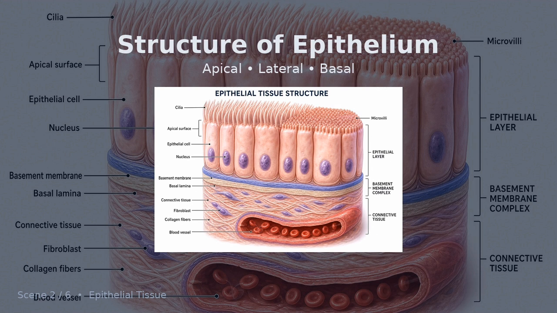The basal surface is attached to the basement membrane, which consists of a basal lamina secreted by epithelial cells and a reticular lamina secreted by underlying connective tissue. Epithelial tissue is avascular. It has no blood vessels and depends on the underlying connective tissue for nourishment by diffusion.